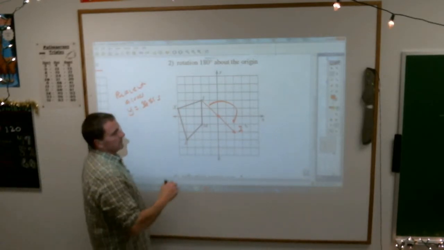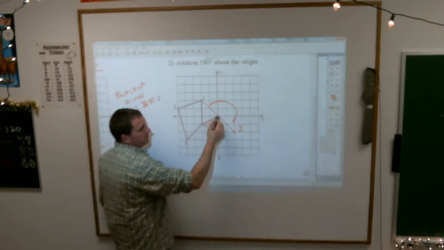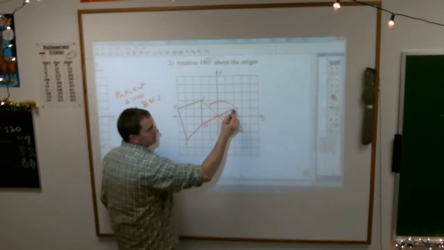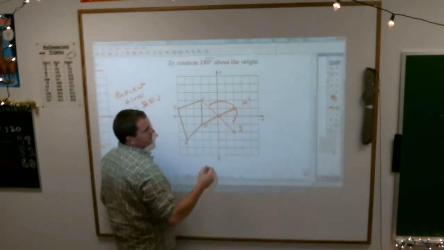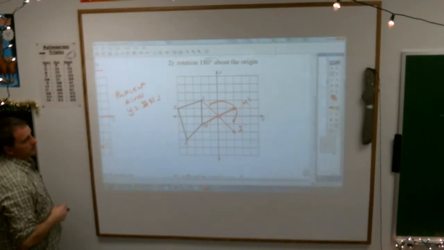Okay. Here is line M. Line M going to the origin, continuing on a straight line, puts you right here. So there is M prime. Are you with me there?